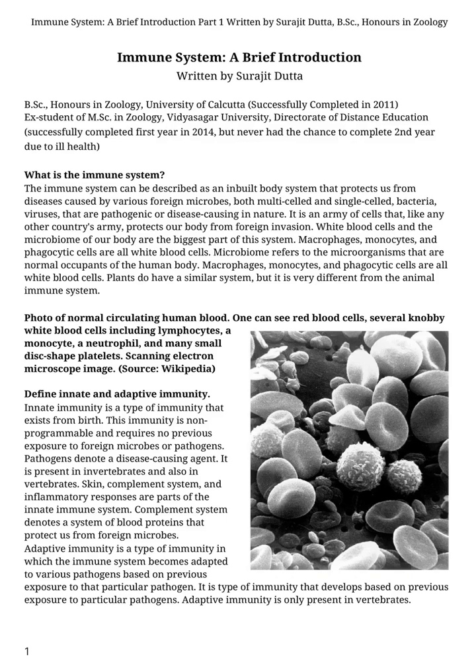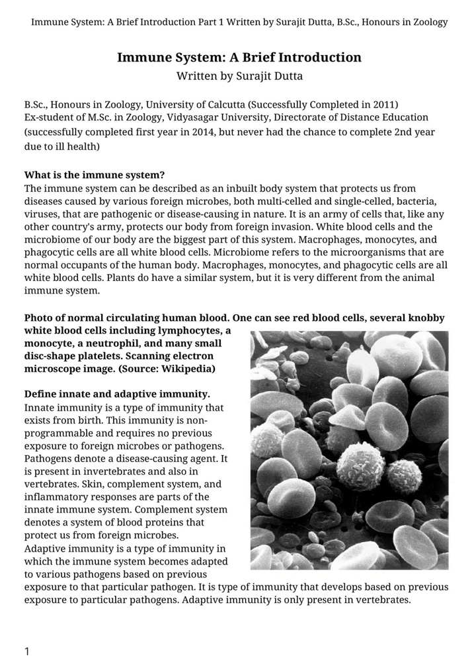White blood cells and the microbiome of our body are the biggest part of this system. Macrophages, monocytes, and phagocytic cells are all white blood cells. Microbiome refers to the microorganisms that are normal occupants of the human body.